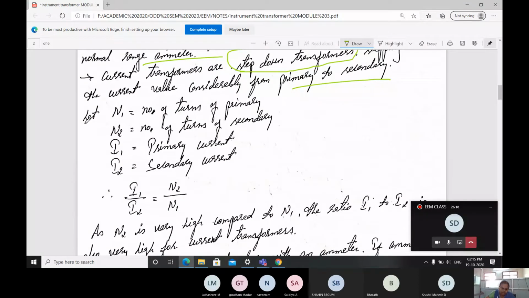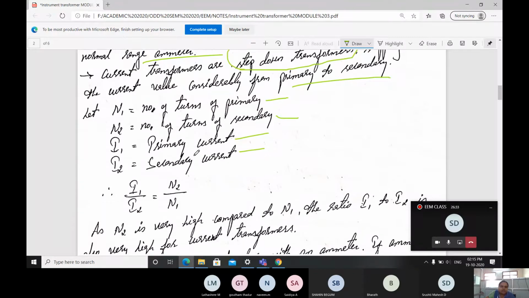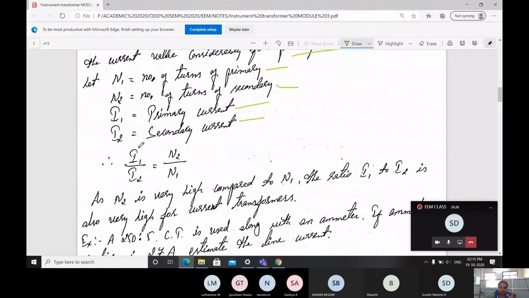Let N1 be the number of turns of the primary, N2 the number of turns of the secondary, I1 the primary current and I2 the secondary current. Then what is the relationship between current in terms of the number of turns in the primary and secondary? It is taken as I1 by I2, which is equal to N2 by N1. Observe here, I1 by I2 equals N2 divided by N1.